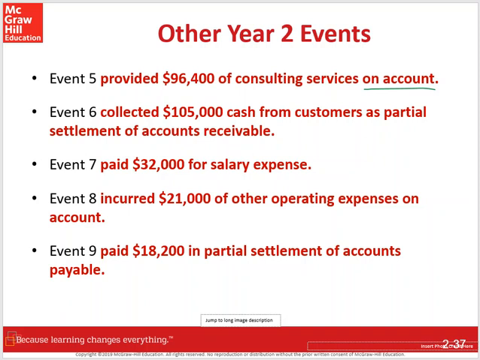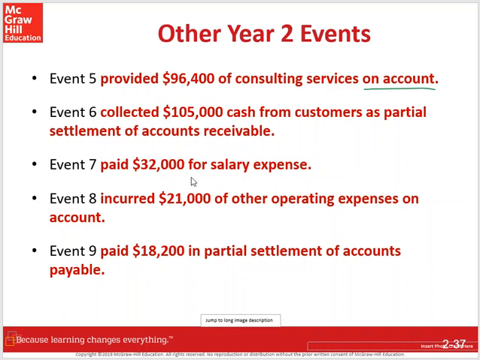Do you remember what that's called? Accounts receivable, an asset, accounts receivable. So what 2 accounts will be affected here? Accounts receivable will go up and retained earnings will go up because we did the work, we earned it, and therefore that's revenue, consulting revenue. Event 6, we collected $105,000 of cash from customers as partial settlement of accounts receivable. So now we're just collecting our accounts receivable. This isn't new revenue. So cash is going up and accounts receivable is going down, an asset exchange.